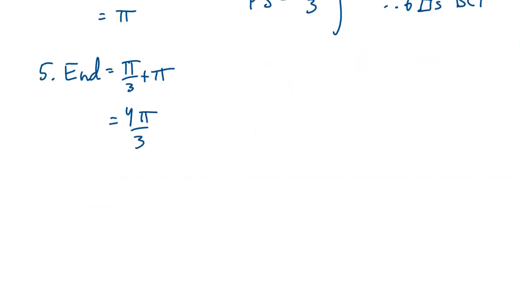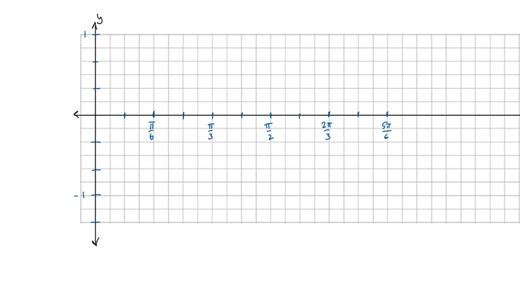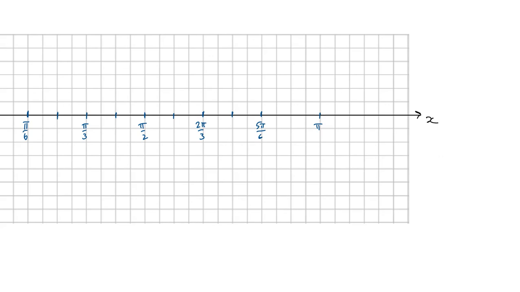Counting by pi by 12s every 2 squares. 1 pi by 12, 2 pi by 12, which is pi by 6. 3 pi by 12, 4 pi by 12, which is pi by 3. 5 pi by 12, 6 pi by 12, pi by 2. 7 pi by 12, 8 pi by 12, 2 pi by 3. 9 pi by 12, 10 pi by 12, 5 pi by 6. 11 pi by 12, 12 pi by 12, which is pi. 13 pi by 12, 14 pi by 12, which is 7 pi by 6.